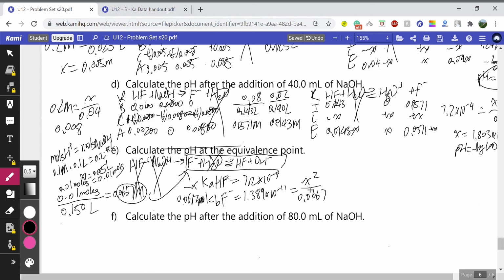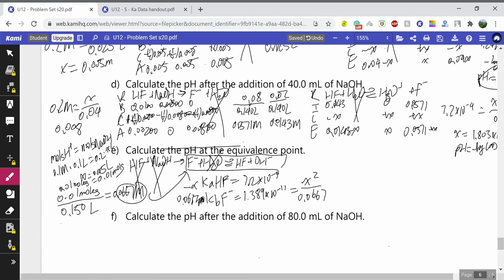Since our original products only produced F minus and H2O, there will be none to start off with, which means there will be a plus x over here and a plus x over here, which means there will be x and x at equilibrium, which is where I got my equation from.